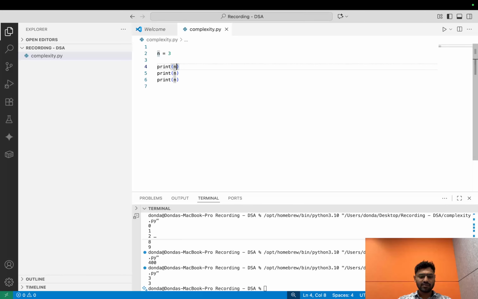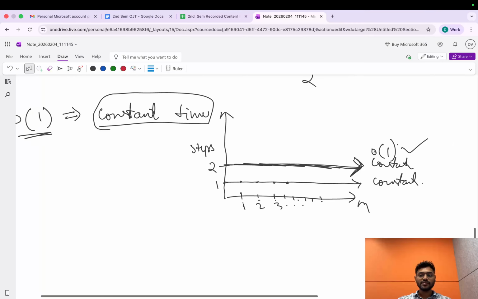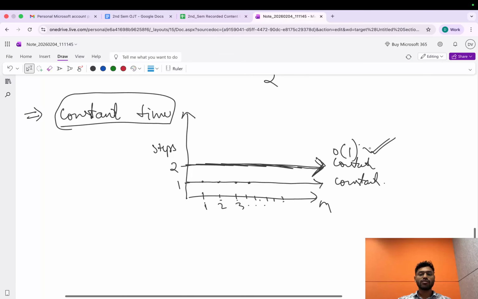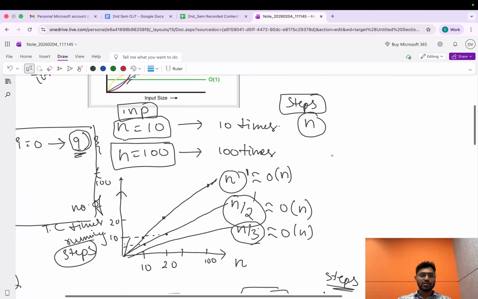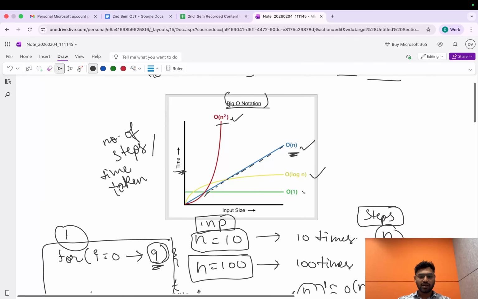Let's say I'm printing modulo 2. I'm just printing modulo 2. How many steps? Only 1 step with respect to input size. N can be anything. We're running only 1 step. So the time complexity is big O of 1. So with that example, we have completed the basic big O notations: big O of n, big O of n square, big O of log n, and big O of 1.